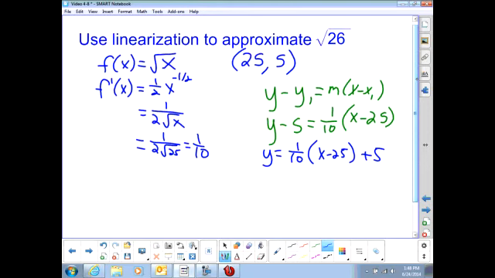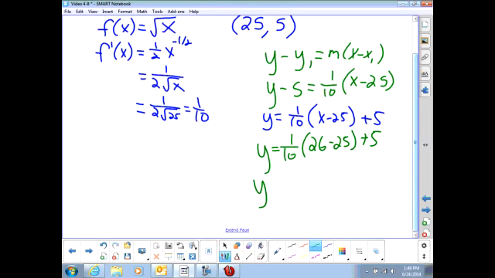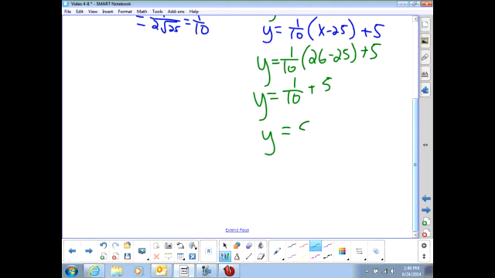And all we do now is plug in the actual x value we wanted. We wanted x to be 26 in this case. So we'll have y equals 1 over 10 times 26 minus 25, plus 5. 26 minus 25 gives us 1, and 1 times a tenth is just a tenth. So y is really equal to 5.1. What this is saying is we are approximately at 5.1 when we do the square root of 26.